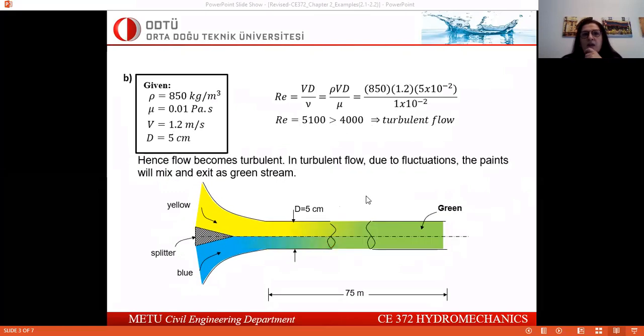What if we have dynamic viscosity of 0.01 Pascal second? The Reynolds number becomes greater than 4,000. We have turbulent flow. Hence, due to the fluctuations of the velocity that we had discussed before, the paints will mix with each other and it will exit as a green stream. I think this is clear.